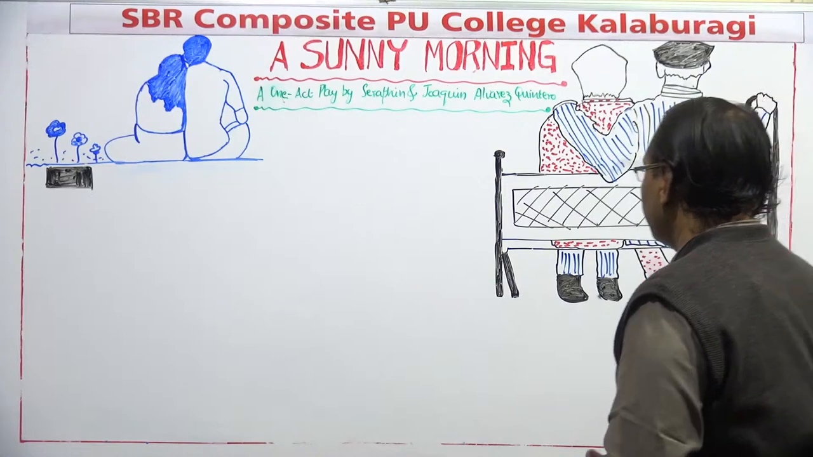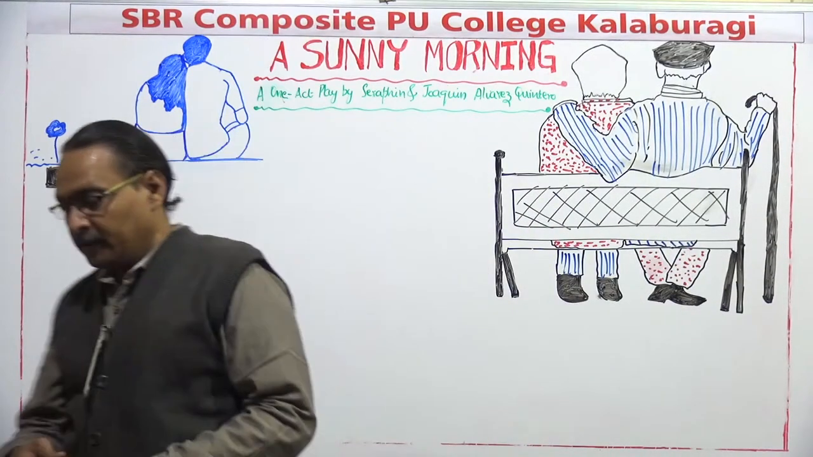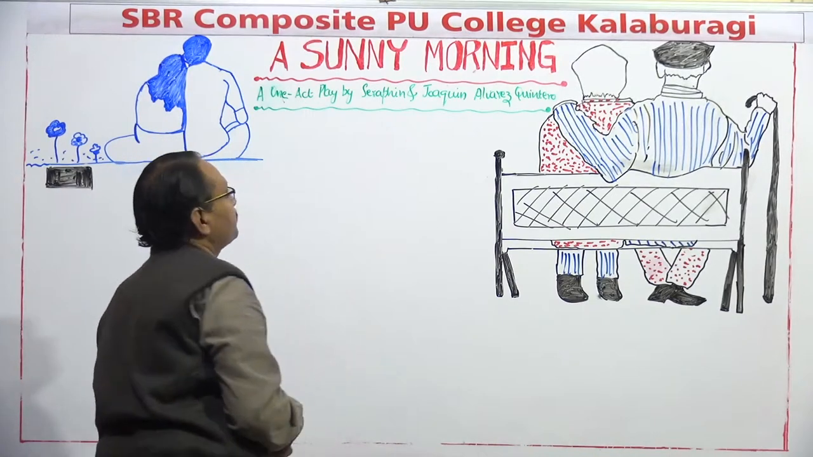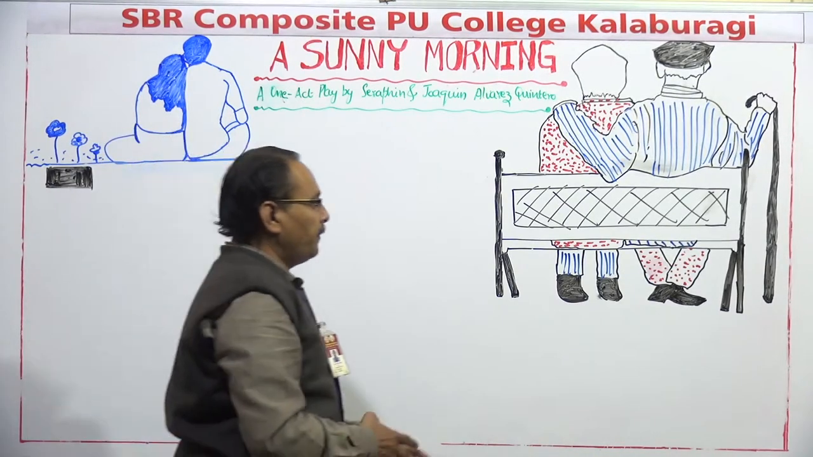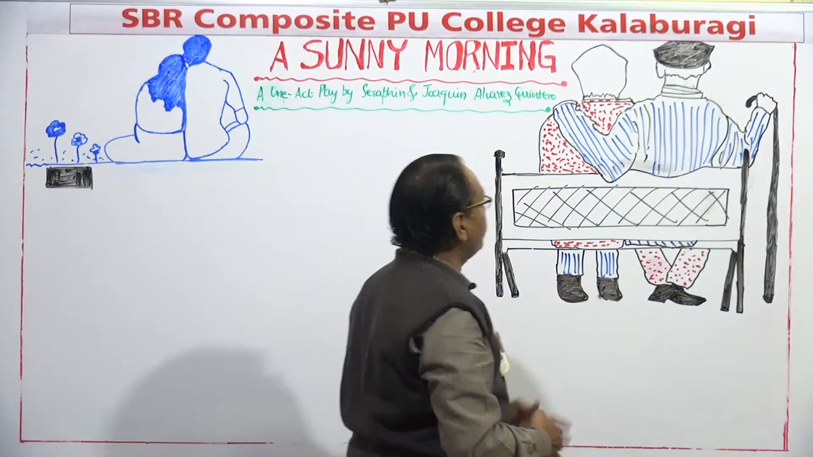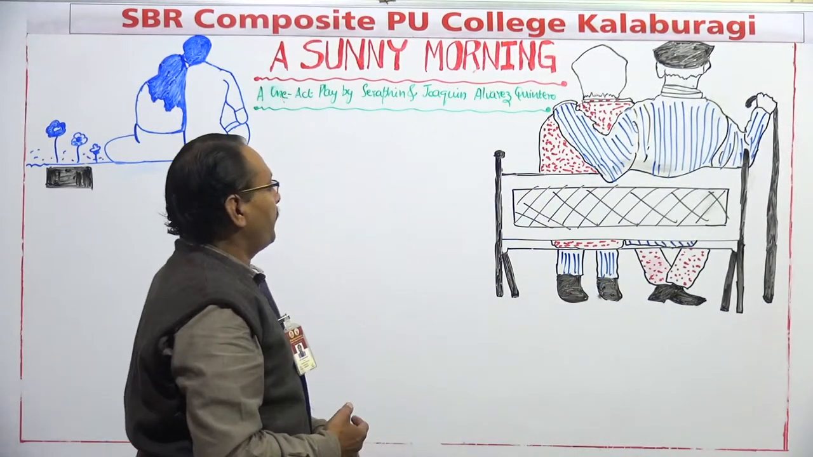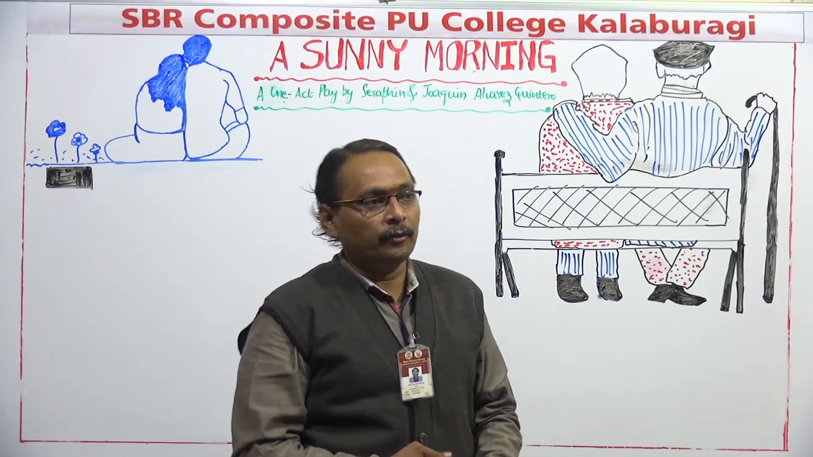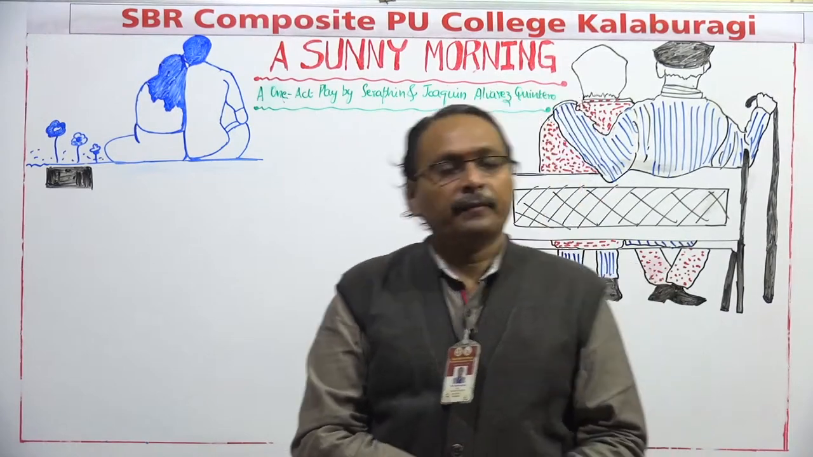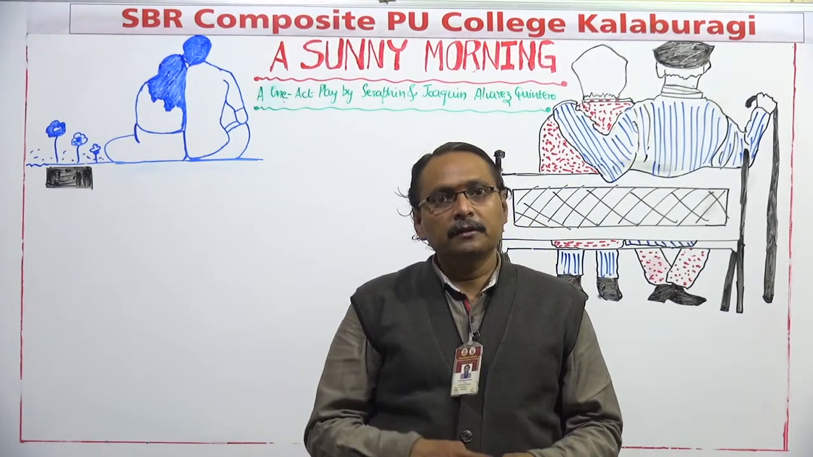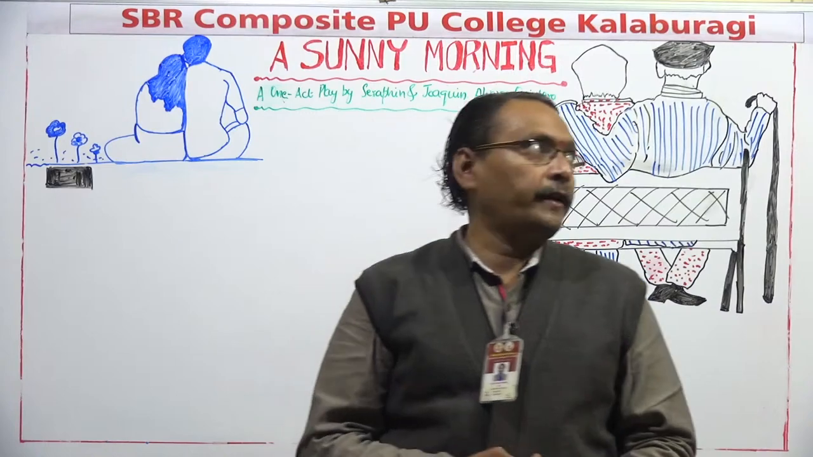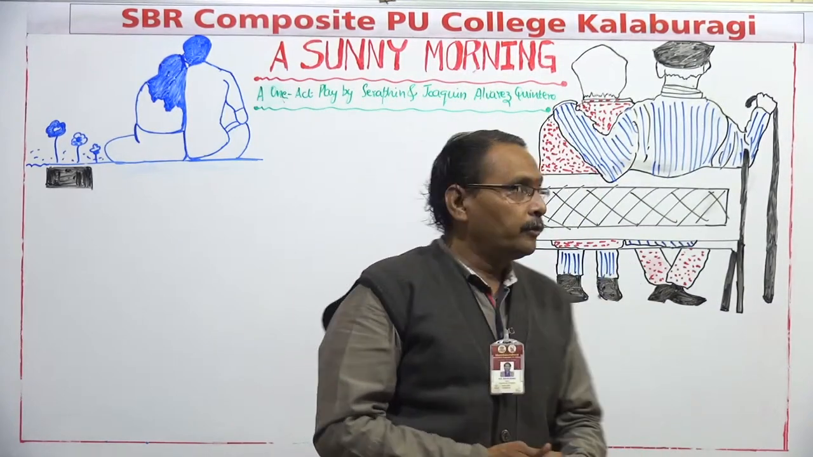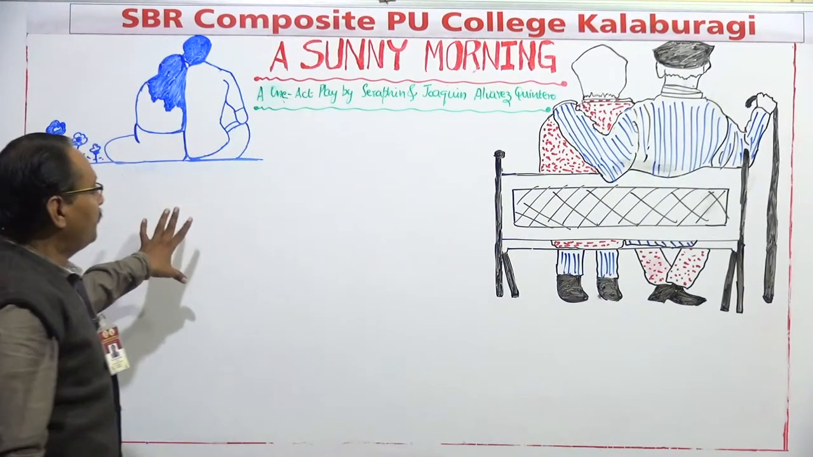In today's class, we are going to start the text itself and see how these two Spanish playwrights work. Yesterday I gave you a very sharp biographical sketch of the two writers. They are brothers from Spain. They wrote more than 200 plays. You can refer to yesterday's video in order to know more about these two writers. Now, in today's class, we are going to learn about this particular play.